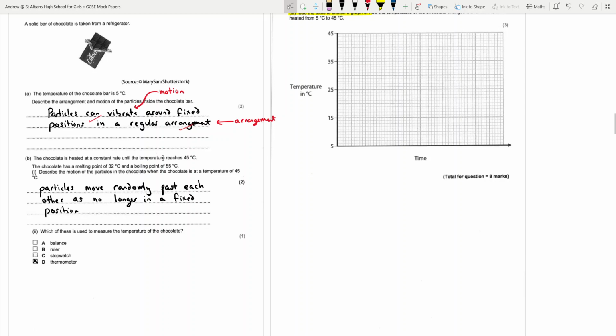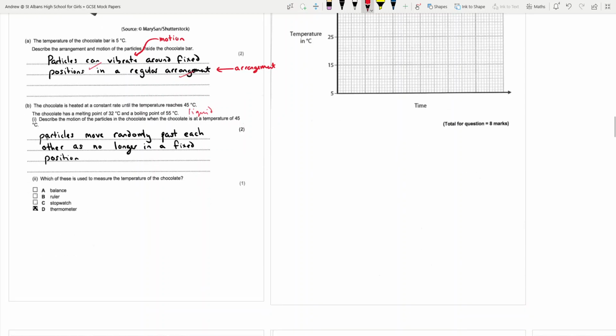The chocolate is heated at a constant rate until the temperature reaches 45 degrees. The chocolate has a melting point of 32 and a boiling point of 55. So that's going to tell us that it's a liquid. So essentially this question is now, describe the motion of the particles, and it hasn't told you it's a liquid, so you have to determine that yourself. So you've just got to work out that it's a liquid, and then you can describe the motion of particles as a liquid. Particles move randomly past each other, as they are no longer in a fixed position. So key terms here: random motion as they move around, and they are no longer fixed in position. They can move past each other.